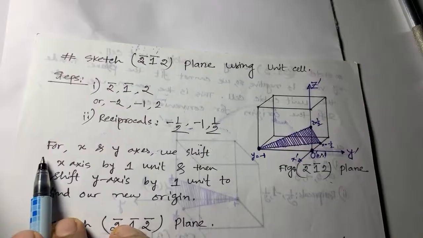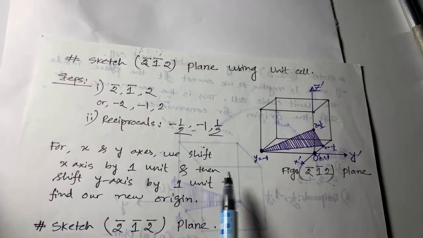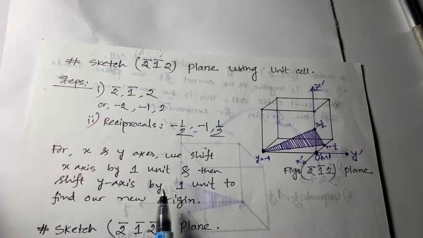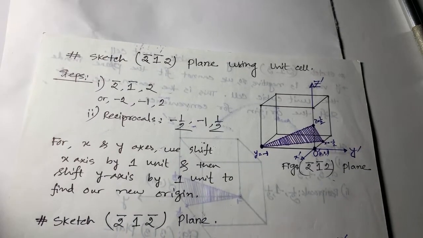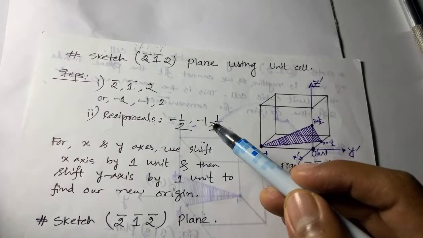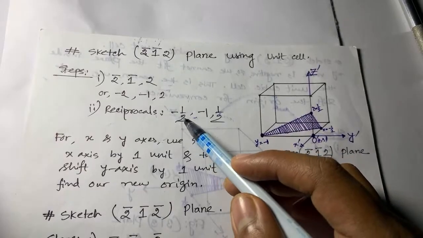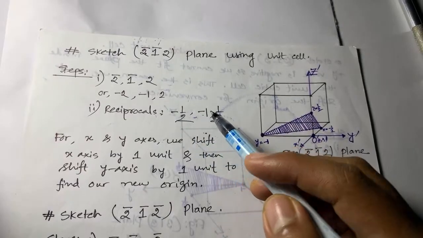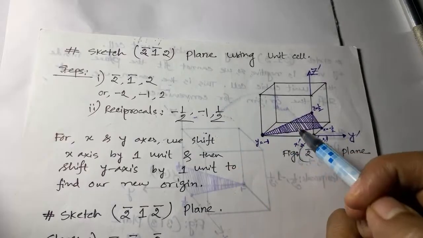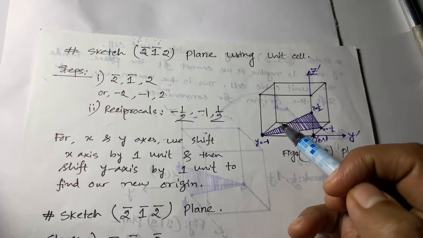See what I have written here. For the x and y axes, we shift the x-axis by 1 unit, and then we shift the y-axis by 1 unit to find our new origin. You know why we shift the x and y axes? I know that you know, because the values are negative. If you don't shift the origin, your plane would be outside of this unit cell, which you definitely don't want.